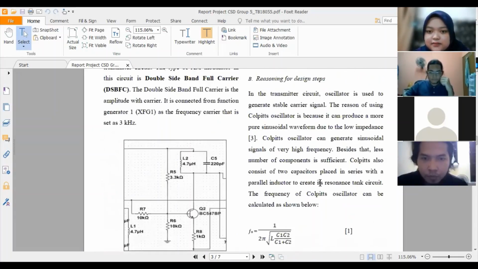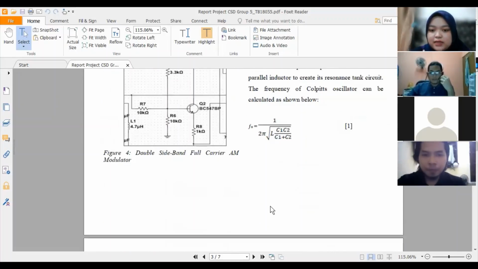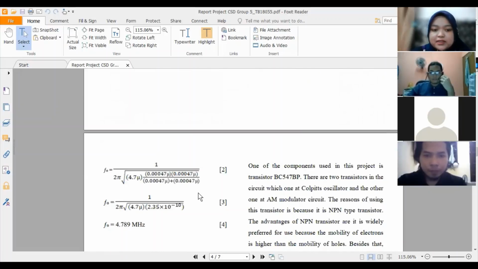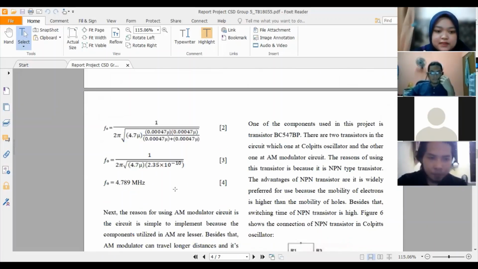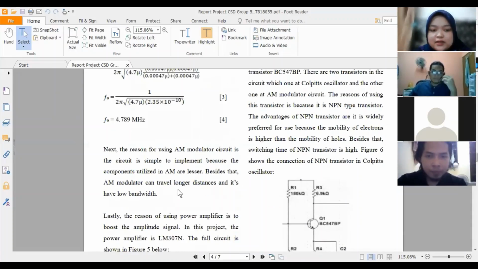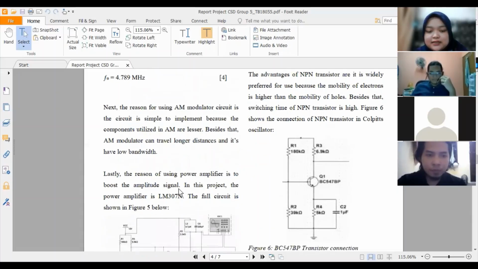Next is the reasoning. The reason for using a Colpitts oscillator is that it can produce a more pure sinusoidal waveform due to the low impedance. So here we show the frequency of the Colpitts oscillator by calculation. The final output frequency that we get is 4.789 MHz. The reason for using the AM modulator is that the circuit is simple to implement, and AM can travel longer distance. Lastly, the reason for using the amplifier is to boost the amplitude of the signal.